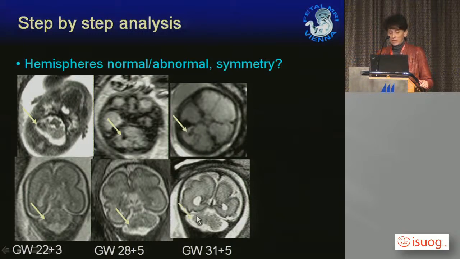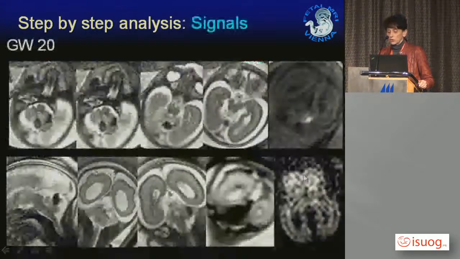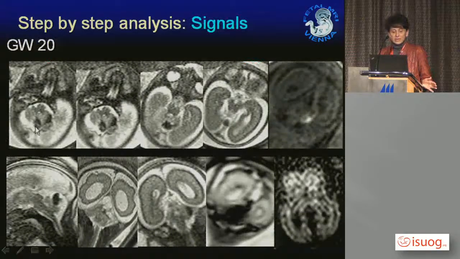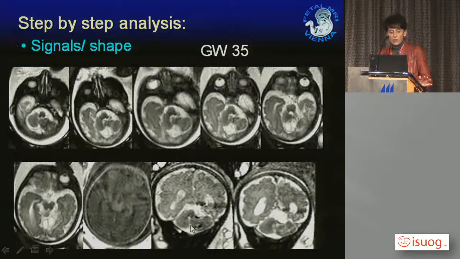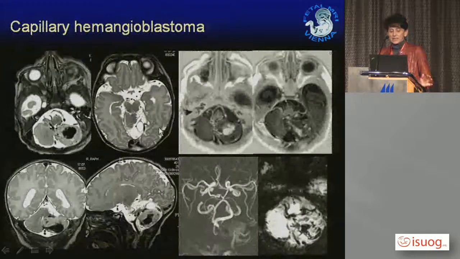And this is what I meant with disruptive development, because it's almost normal, but there has been some damage, and after the damage, the cerebellum continued to develop. You look at the signals. You have hemorrhage infratentorial, and there is something, we go on, do a control, there is a space-occupying lesion, and this turned out to be a capillary hemangioblastoma that could already be diagnosed very early.